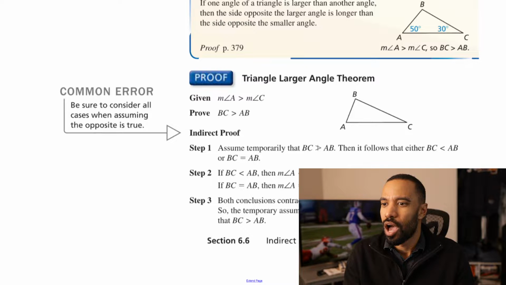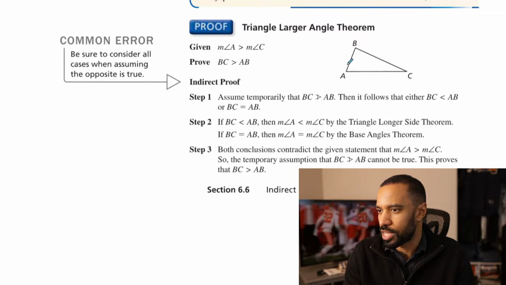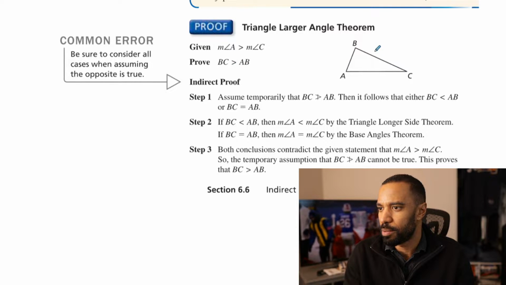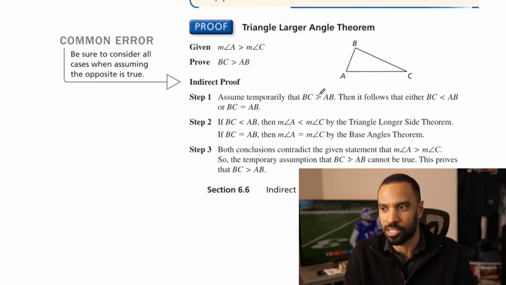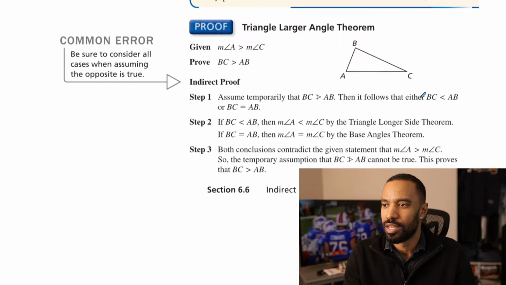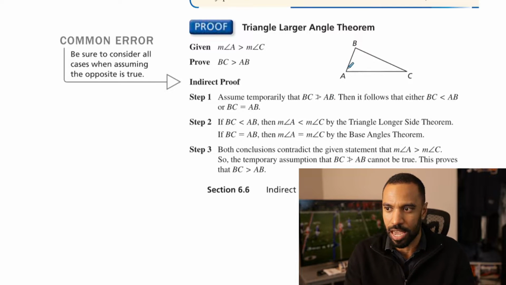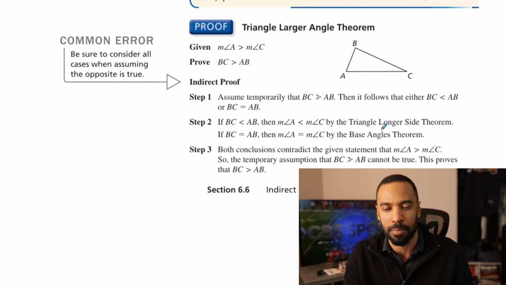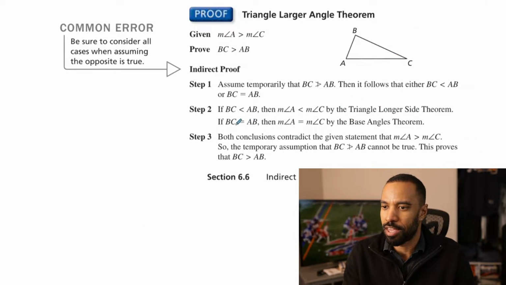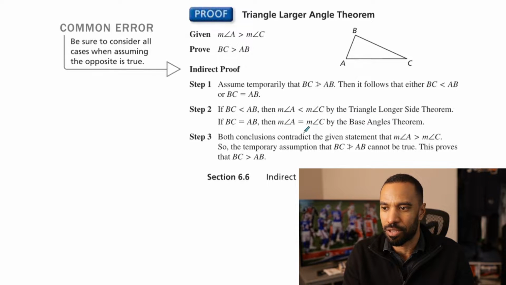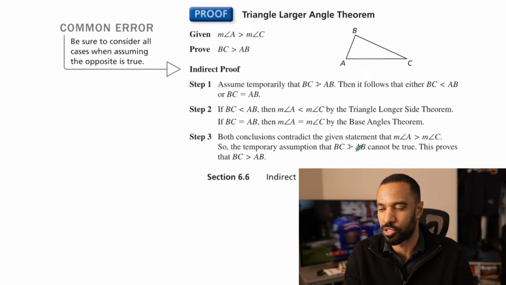So interesting. All right, so let's do an indirect proof that if the measure of angle A is greater than the measure of angle C, so this is bigger than this, then BC is greater than AB. So let's assume the false thing. They say assume that BC is not greater than AB. Then it follows that it's either less than or equal to it. If it's less than it, then A would be less than C, by the triangle longer side theorem. I'm not going to know that name. Let me see. Triangle longer side and larger angle. Okay, triangle longer side theorem. If BC was equal, then the angles would be equal by the base angles theorem, like how isosceles triangles work. Both conclusions contradict the given statement here, so the temporary assumption cannot be true.